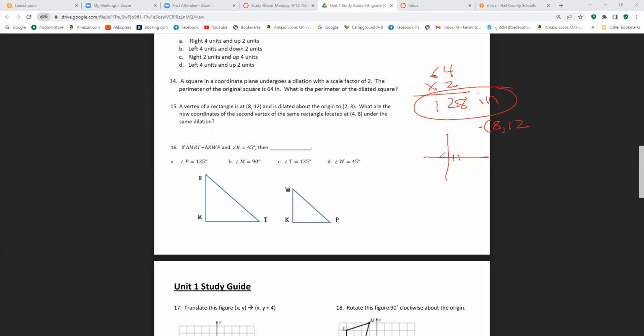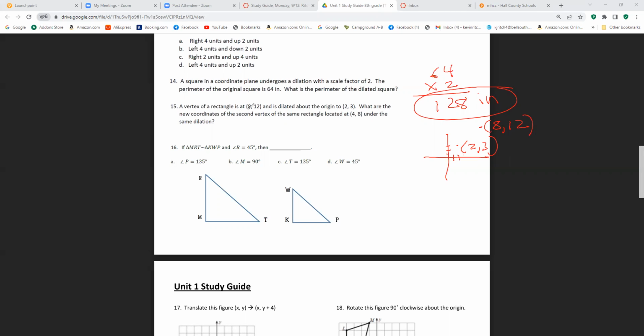It's dilated to 2, 3. So about right here, 2, 3. What are the new coordinates of the second vertex? So what's the difference in these two numbers?